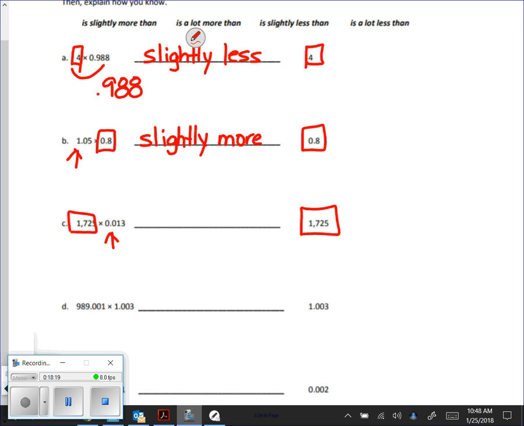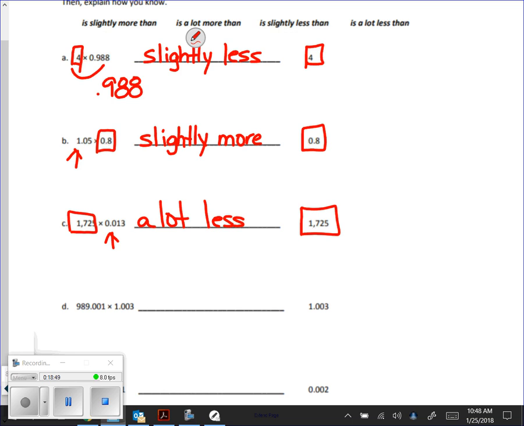Way far away. Is it way far away? Yeah, I mean, that's like a penny and less than a penny. That's like a fraction of a penny. So we're going to say that that is a lot less. So if I took 1,725 and multiplied it by this, my product would be way far away from that. So a lot less.